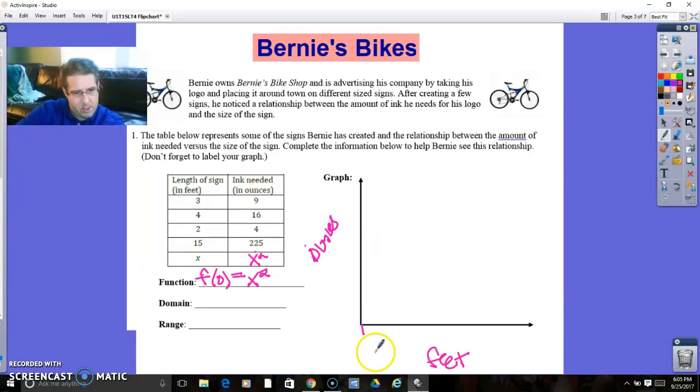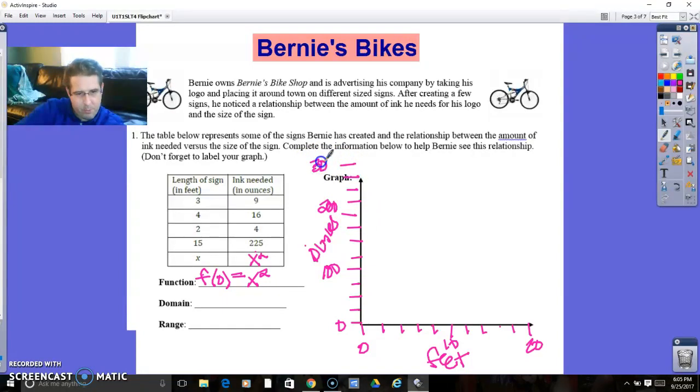And for feet, I need to go up to at least 15, so I'm going to go by 5s. Actually, no, I'll go by 2s: 2, 4, 6, 8, 10, 12, 14, 16, 18, 20. And then these numbers go all the way up to 225, so I'm going to go by 25: 25, 50, 75, 100, 125, 150, 175, 200. Notice that I'm not labeling every single one. And there we go, 300.